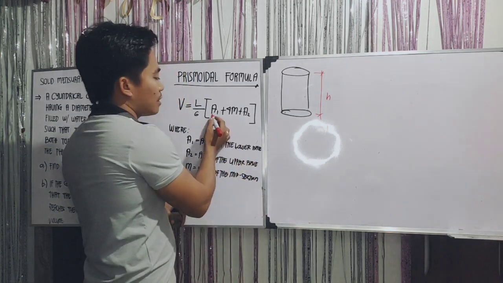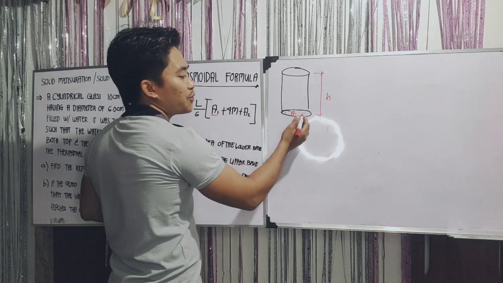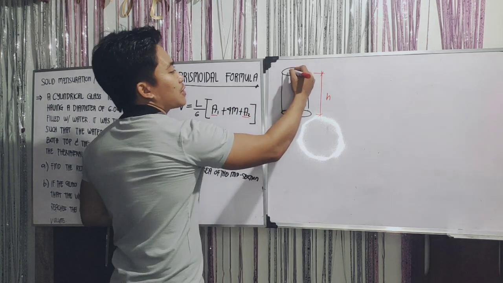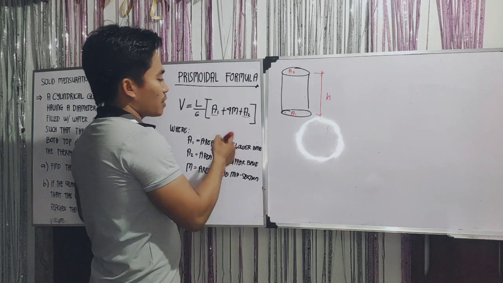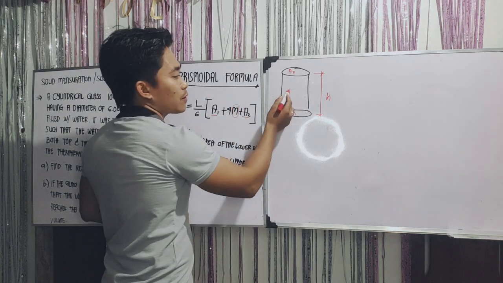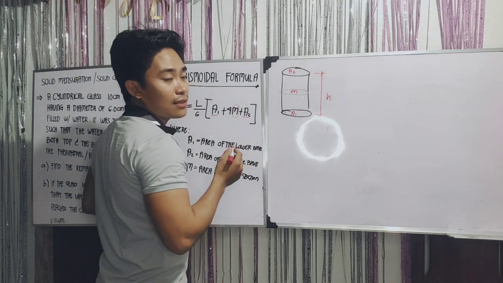The A1 in this general formula is this one. What is the area of the lower base? The A2 is this one. What is the area of that upper base? Now, how about this M? The M is what we call the midsection. What is the area of that?